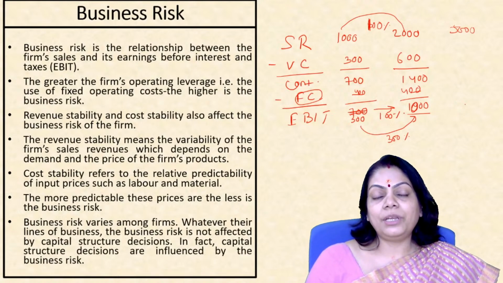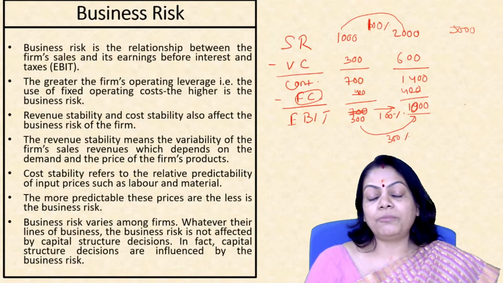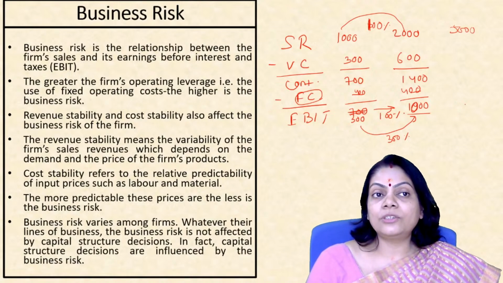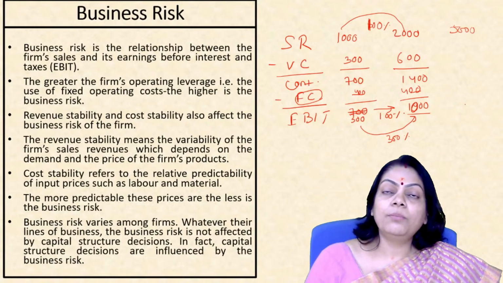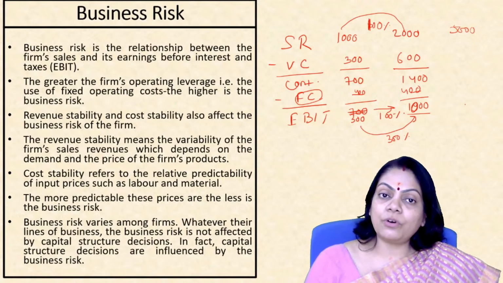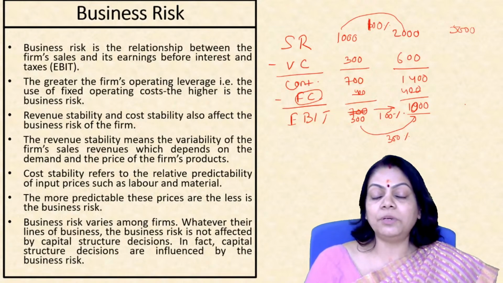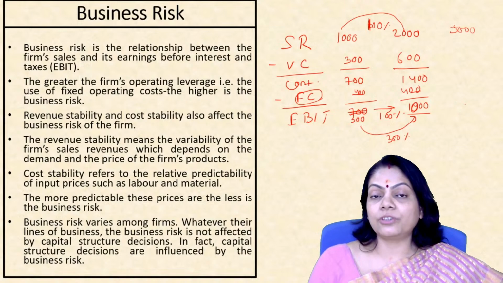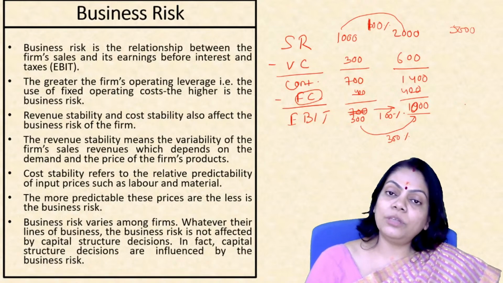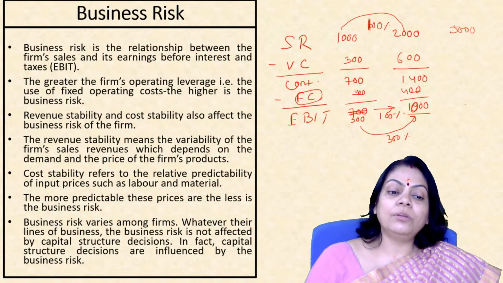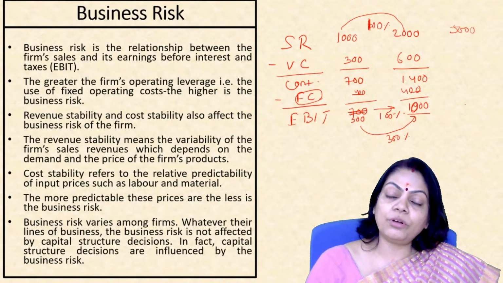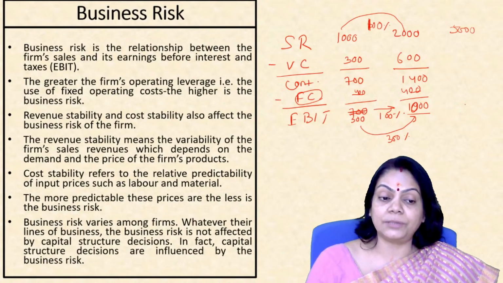Now, business risk varies from one firm to another. For example, say firm A and firm B, one is in software, the other is in automobile. Hypothetically speaking, if both of them have an equal amount of fixed cost, it doesn't mean that both of them have a similar kind of business risk. The business risk varies from one firm to the other depending on the nature of their business.